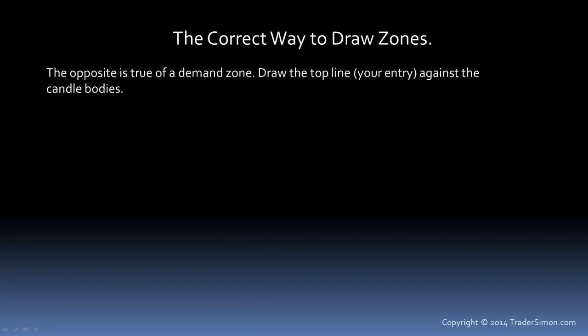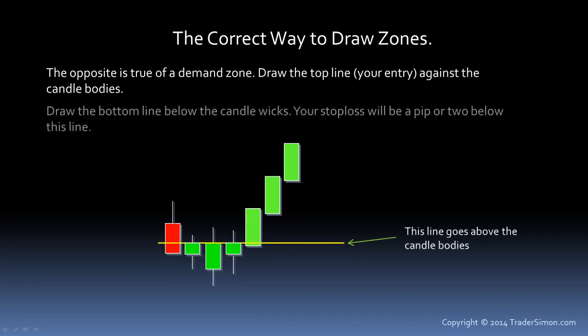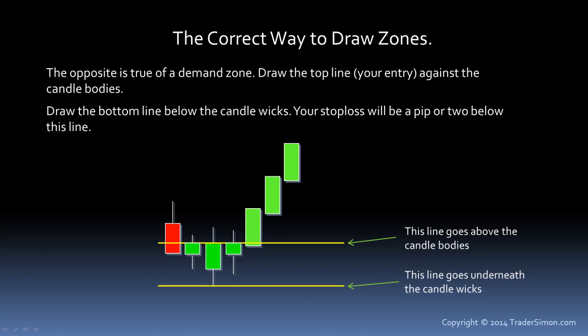The opposite is true of a demand zone. Draw the top line, your entry, against the candle bodies. Draw the bottom line below the candle wicks. Your stop loss will be a pip or two below this line.